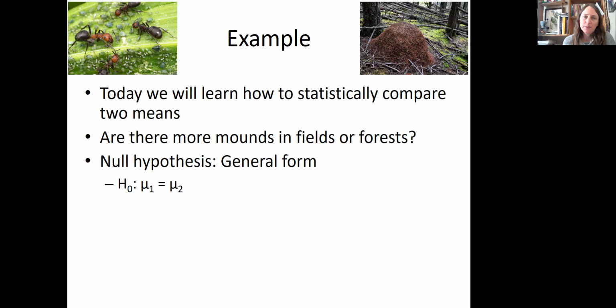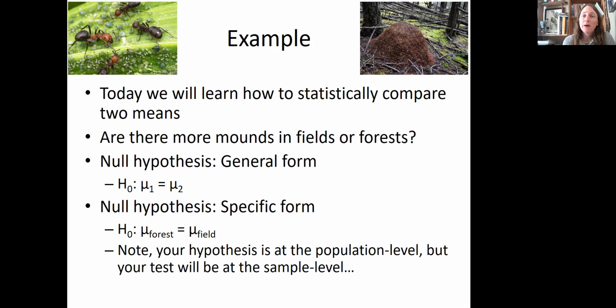The general form of the null hypothesis is H naught: mu1 is equal to mu2. That's comparing any two means. The null hypothesis for the specific example would be H naught: mu forests is equal to mu fields. So the population level mean of ant mounds in forests is equal to the population level mean of ant mounds in the field. Note that your hypotheses are at the population level, even though your testing will be at the sample level using sample statistics, but you're really trying to make some inference about the population.